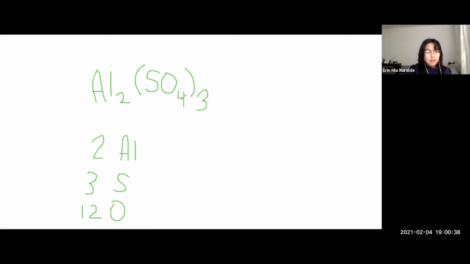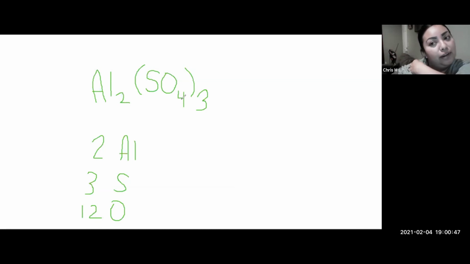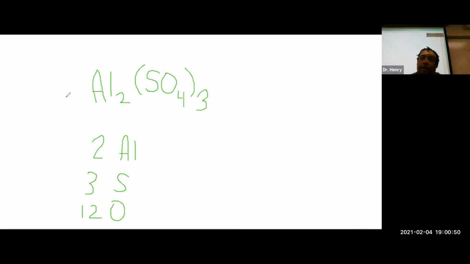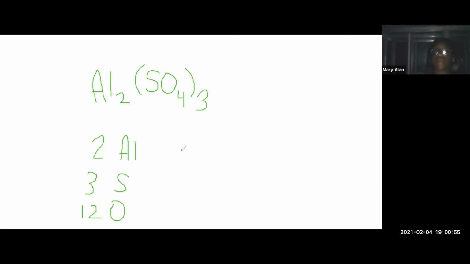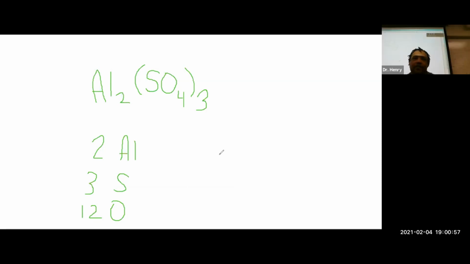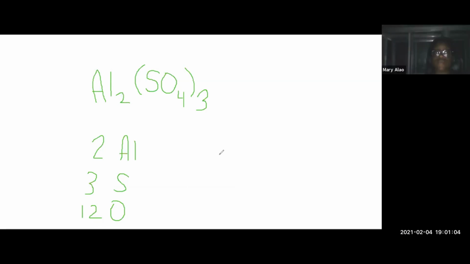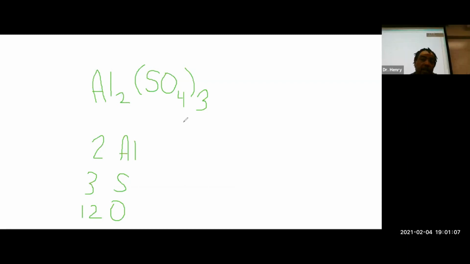Wait, how did you get the Al2 plus SO4 plus SO4 plus SO4? No, because this is the compound. You would never write it with plus, because if you write Al2 plus SO4, then it's something entirely different. You're saying I have aluminum, I have sulfur, and I have something else. This compound is called aluminum sulfate. So if I'm talking about aluminum sulfate, I have to write it like this.